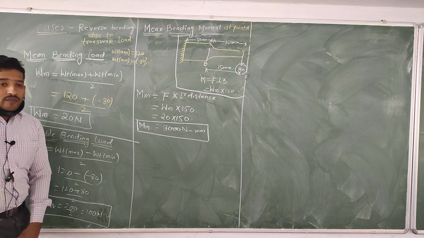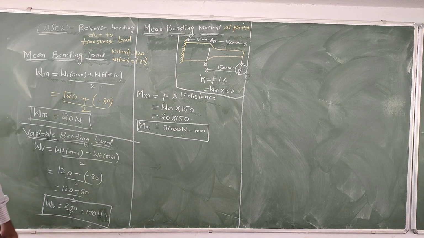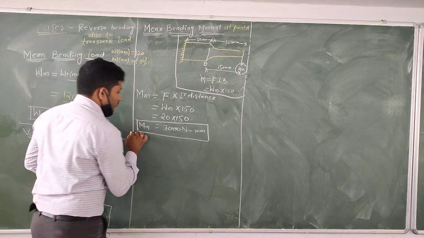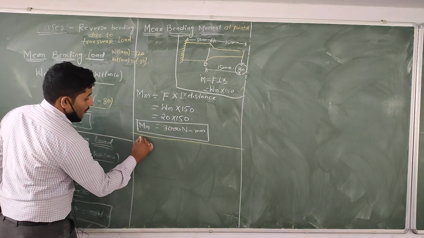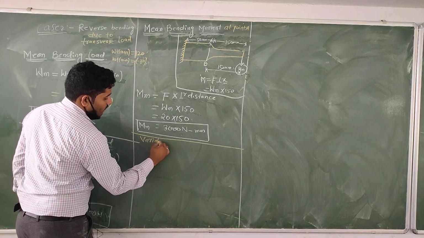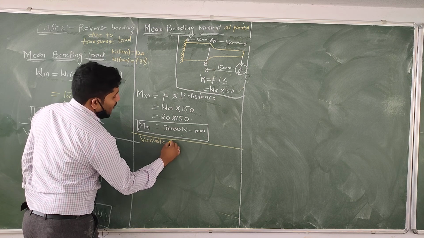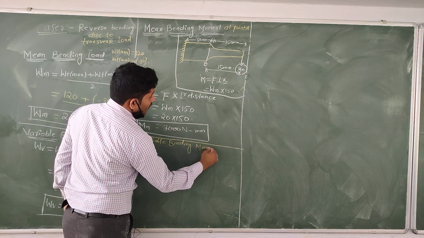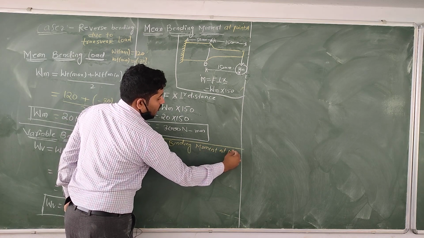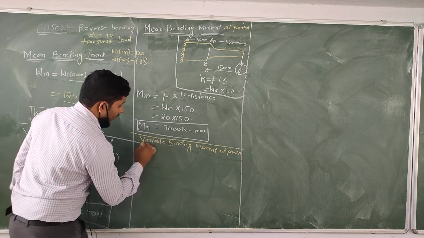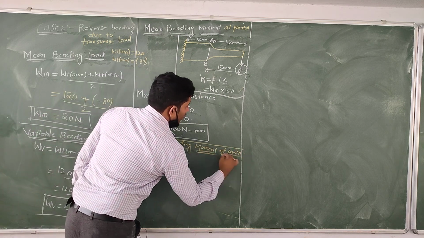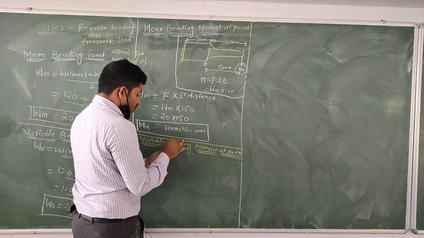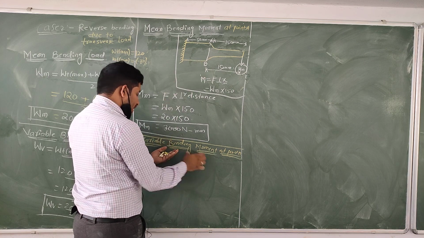Again, what do we need to find out? We need to find out the variable bending moment at point A. Is it right? Variable bending moment at point A. Okay, dear. If you want to find it out, we have to use the same figure, so we need to draw it here.